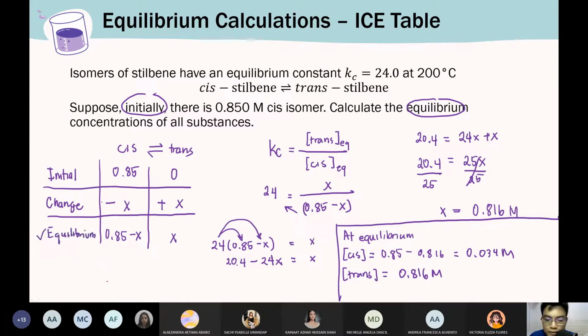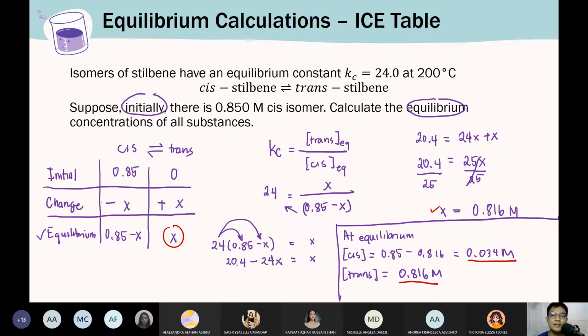Ayun, nakita niyo ba kung ano nangyari? So for the trans, it's just 0.816 kasi x lang yun eh. So basically, whatever this is, yun na yun. But for the cis, I have to calculate it further kasi 0.85 minus x. So I need to deduct 0.816 sa 0.85. Okay? So it gave me 0.034 molar. So that's how you should write the final answer. Okay? You must plug in the value of x into your equilibrium expressions.